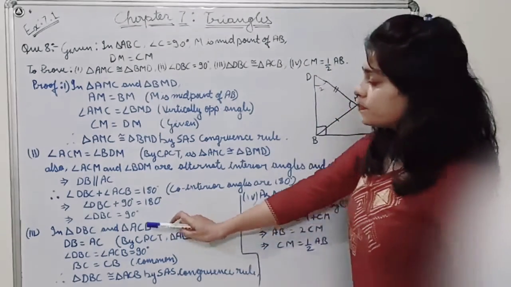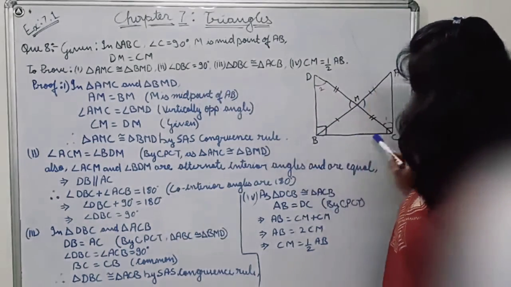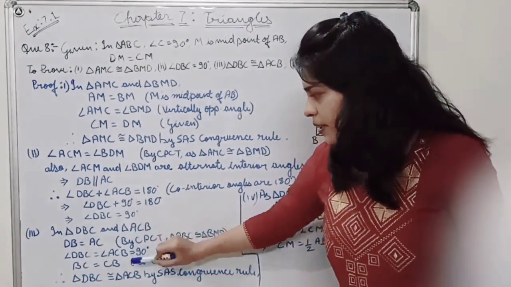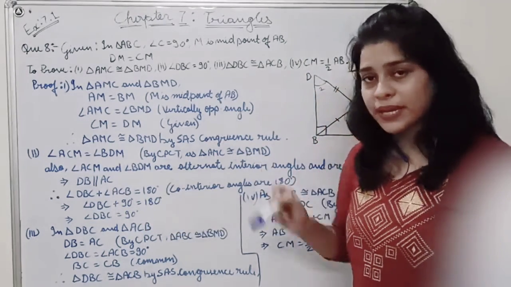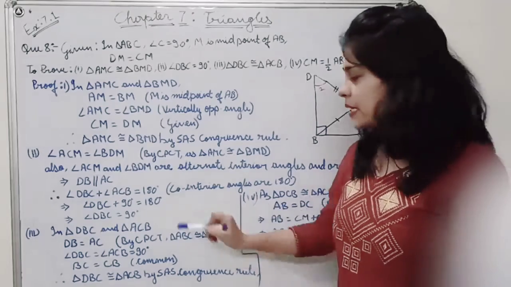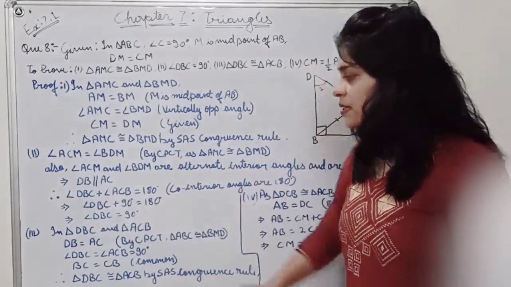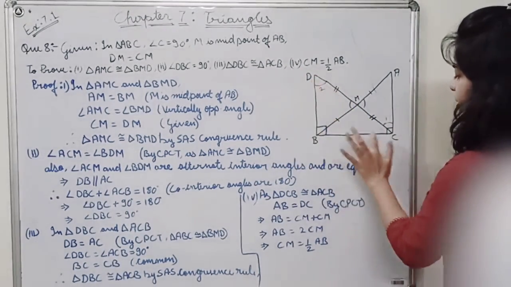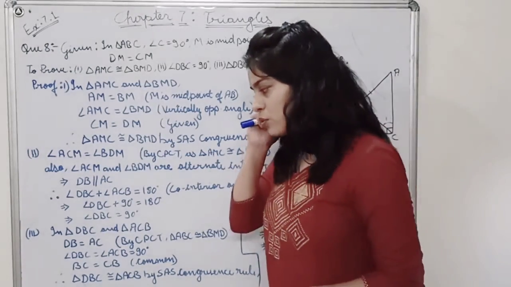Now angle DBC plus 90, because angle ACB is 90 degrees, angle C is 90 degrees. Their sum is 180. If we transpose this plus 90 to the RHS, it becomes minus 90. So 180 minus 90 is 90. So angle DBC is 90 degrees, which means angle DBC is a right angle. That only we were asked to prove.